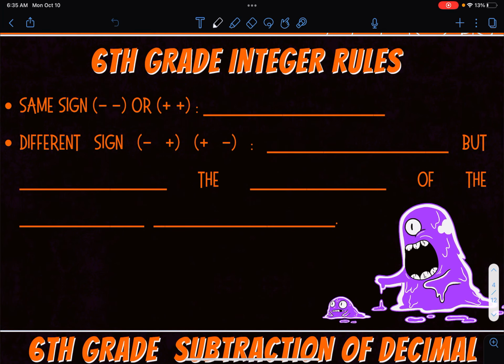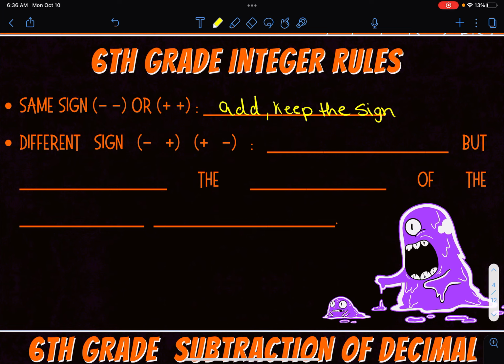So these are 6th grade rules for adding integers that you should already know. Same sign: if you have two negatives or two positives, what operation do we do? You're going to add, and then, of course, keep the sign. So if they're both negatives, you're going to add them, and your answer would be negative. If they're both positive, you'll add them and keep your answer as a positive.